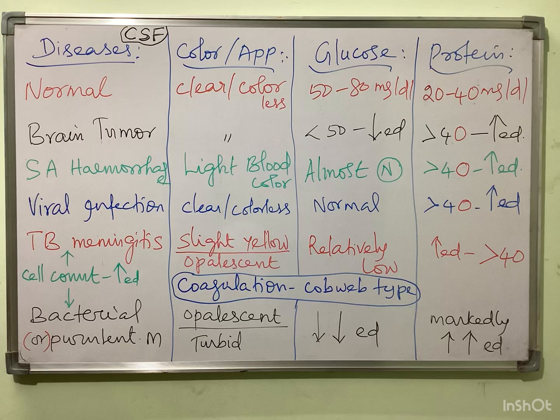In TB meningitis, the important point is slight yellow and opalescent color, the cell count is increased, glucose is relatively low, and protein is increased. The coagulation picture of tuberculous meningitis is very, very important: cobweb type. Bacterial: opalescent, decreased glucose, increased protein.